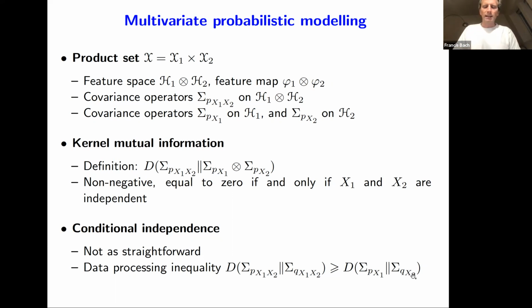So here you get equality if and only if the conditionals of x2 given x1 are the same for p and q. This is why you get equality. And here this is not true anymore. So this is where things fall apart, and this is why we don't get exactly the entropy. We cannot do conditioning correctly.